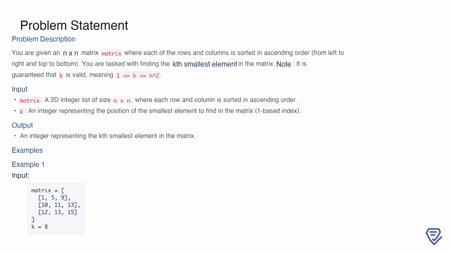To summarize, the input consists of the matrix itself, which is a 2D list of integers, and the integer k, which specifies the position of the smallest element you're tasked to find. The output will be a single integer, representing the kth smallest element. Let's take a look at some examples to understand this better.